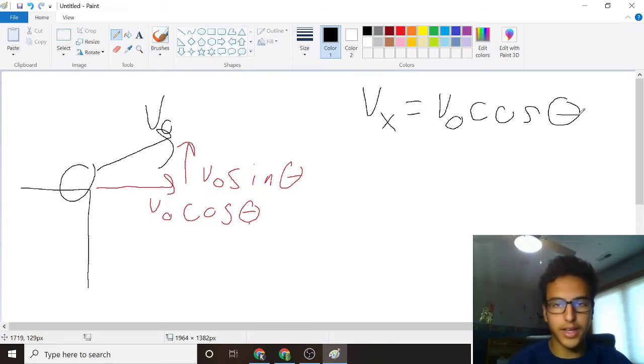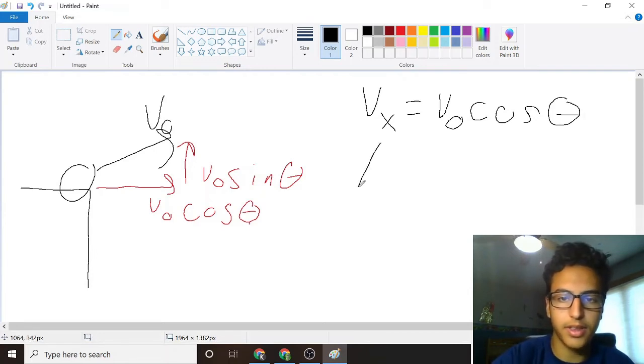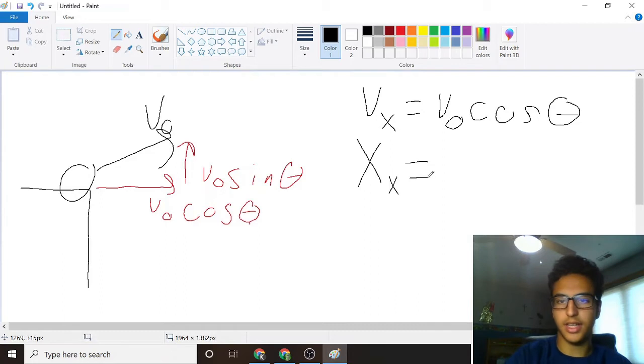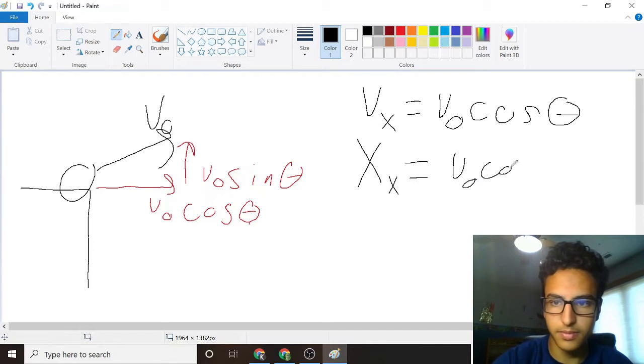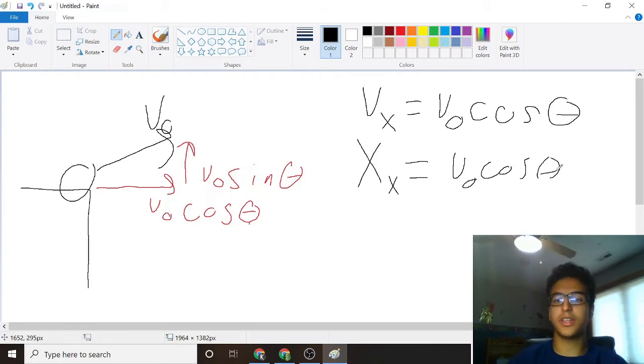So how do we find the displacement from this? Well, it's the constant velocity, and we can use our equations of kinematics. We know from the kinematics equations that displacement in the x direction is equal to velocity, which is v naught cosine theta, times time, plus an initial condition.